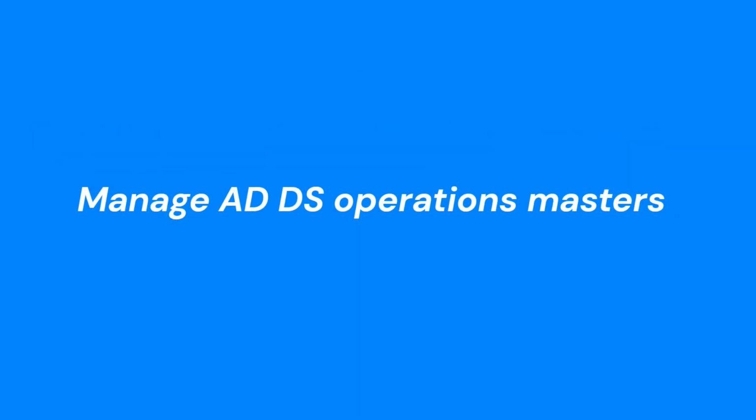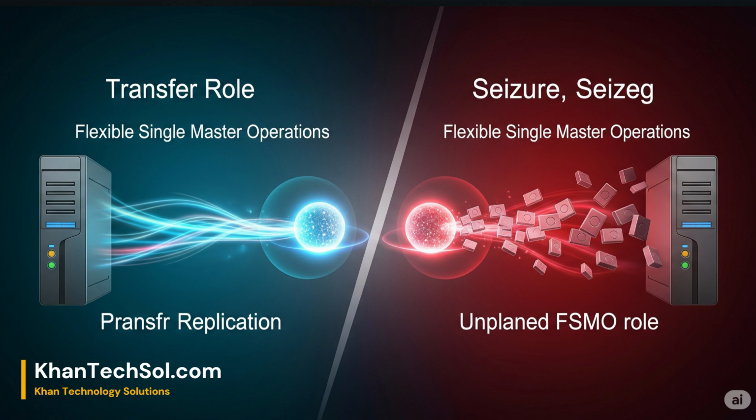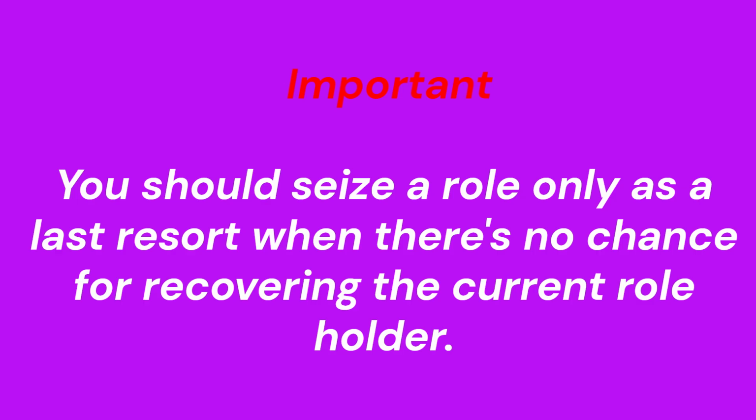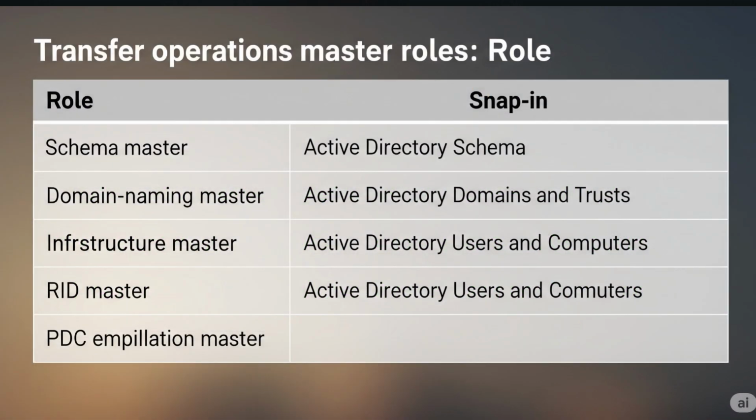Manage ADDS operations masters. In an ADDS environment where you distribute operations master roles among domain controllers, you might need to move a role from one domain controller to another. When you perform a move in a planned manner between two online domain controllers, the move is known as transferring the role. In emergencies, if the current role holder isn't available, the move is known as seizing the role. When you transfer a role, the latest data from the domain controller in that role replicates to the target server. Important: you should seize a role only as a last resort when there's no chance for recovering the current role holder.